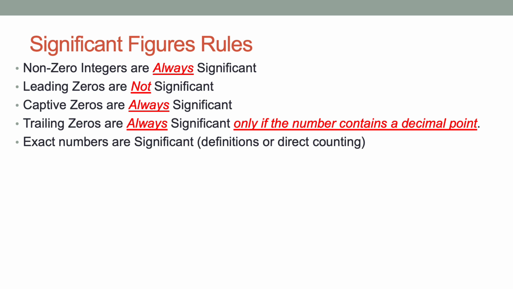Leading zeros are not significant. Captive zeros are always significant. Trailing zeros are always significant only if the number contains a decimal point. Exact numbers are significant. Exact numbers are definitions or numbers that can be counted directly.